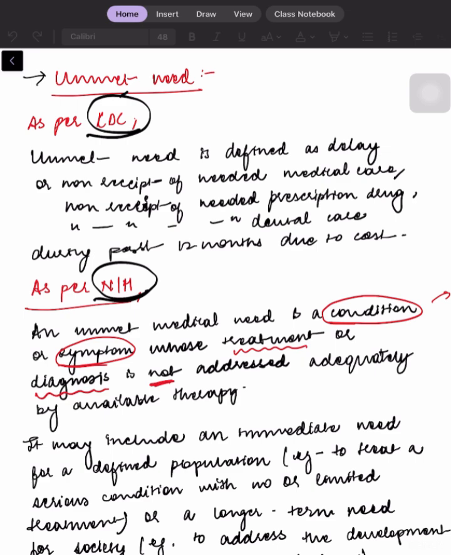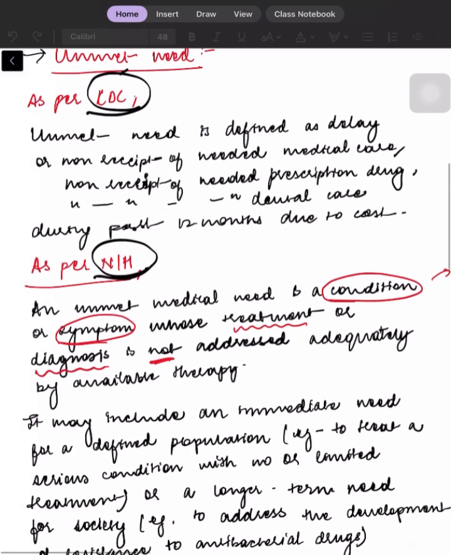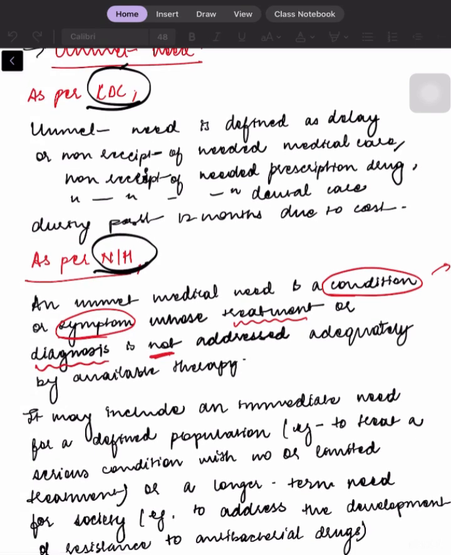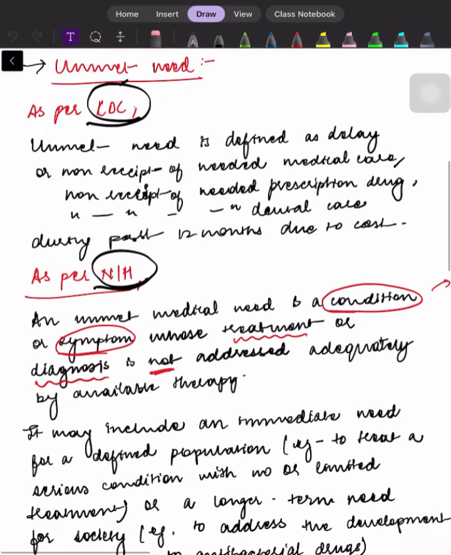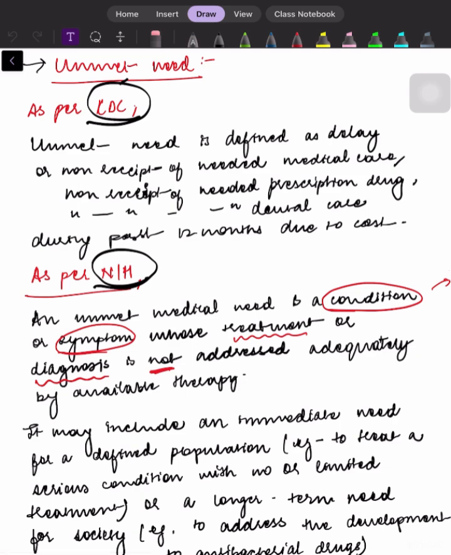So as per CDC, unmet need is defined as the delay or non-recipient of needed medical care, non-recipient of needed prescription drug, or non-recipient of needed dental care during the past 12 months due to cost. So this is the definition as per CDC. They said that any unmet medical need is nothing but the delay.